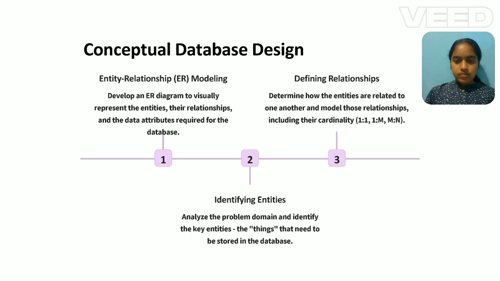Conceptual database design. The first step is to create the entity relationship model: develop an ER diagram to visualize and represent the entities, their relationships, and data attributes required for the database. Second one is identifying entities. Analyze the problem domain and identify the key entities, the things that need to be stored in the database. Third step is defining relationships. Determine how the entities are related to one another and model those relationships, including their cardinality.